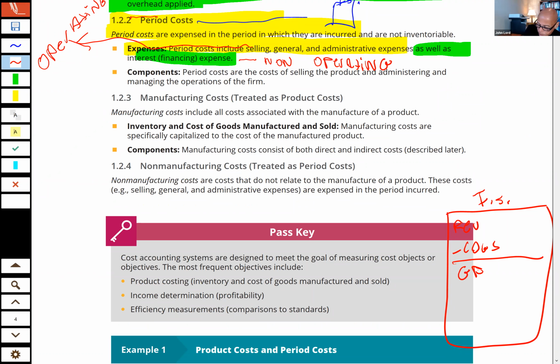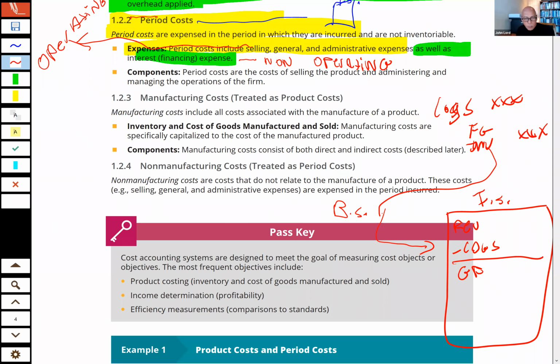Now, what happens? Our cost of goods sold comes from the balance sheet. In other words, when we sell something, we debit cost of goods sold, and we credit what? Finished goods inventory when we sell that thing. So when we credit finished goods inventory, it comes off of the balance sheet and appears on the income statement as cost of goods sold.